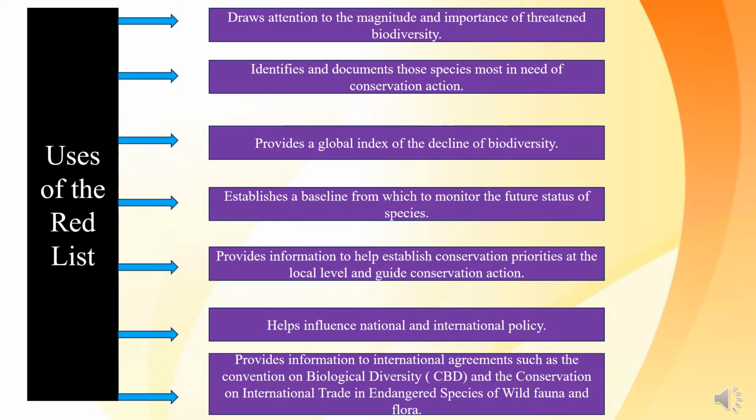The uses of the Red List include: it draws attention to the magnitude and importance of threatened biodiversity, identifies and documents those species most in need of conservation action, provides a global index of the decline of biodiversity, establishes a baseline from which to monitor the future status of species, provides information to help establish conservation priorities at the local level and guide conservation action, helps influence national and international policy, and provides information to international agreements such as the Convention on Biological Diversity and the Convention on International Trade in Endangered Species of Wild Fauna and Flora.